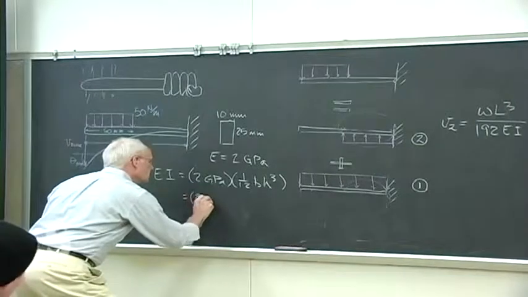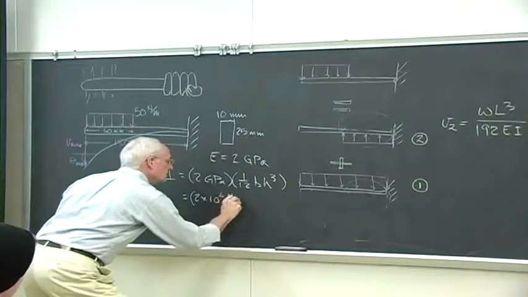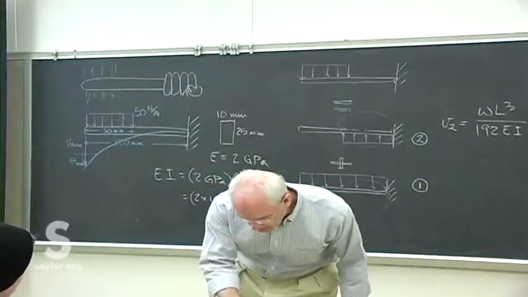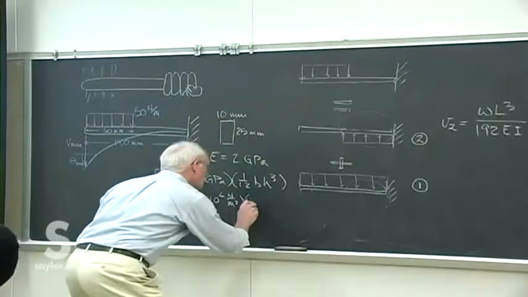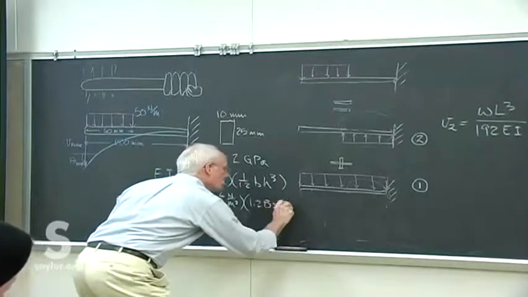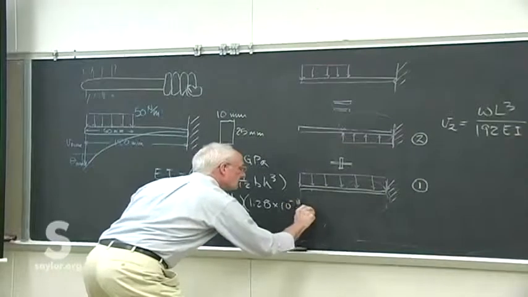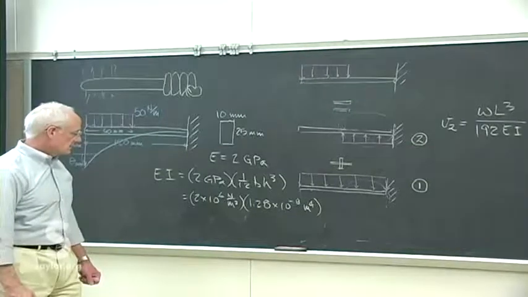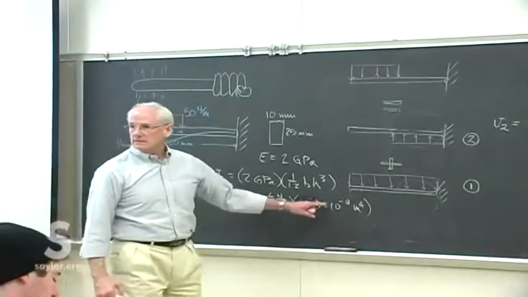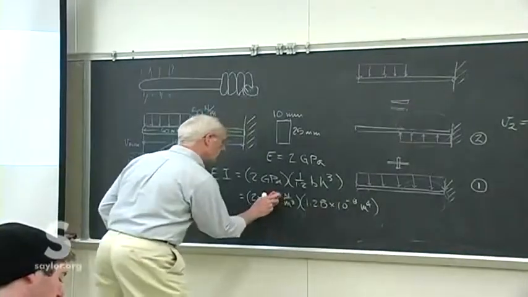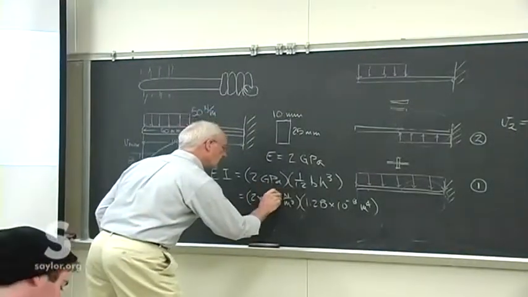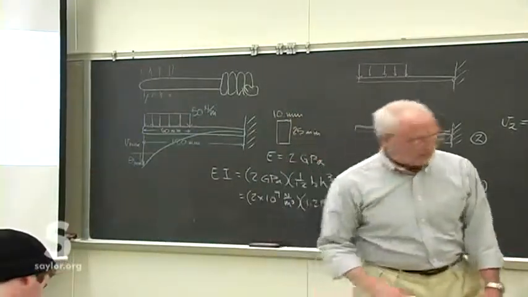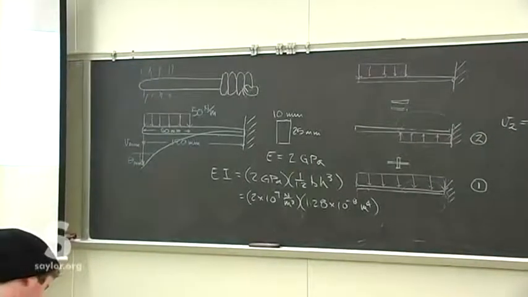Well, let's see. 2 times 10 to the 6th newtons per meter squared, and for 1/12 BH cubed, I got 1.28 times 10 to the -8 meters to the 4th. Is it 10 to the 6th? 10 to the 9. You have GPa. Yeah, I was doing megapascals, so that's times 10 to the 9th. So whatever that comes out to be, I just don't have it calculated separately.